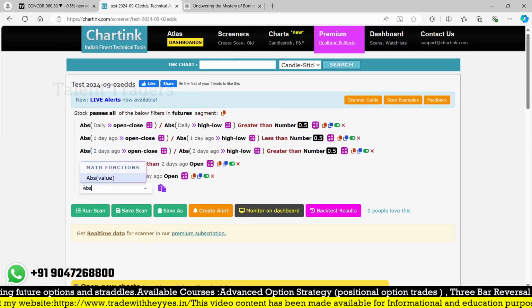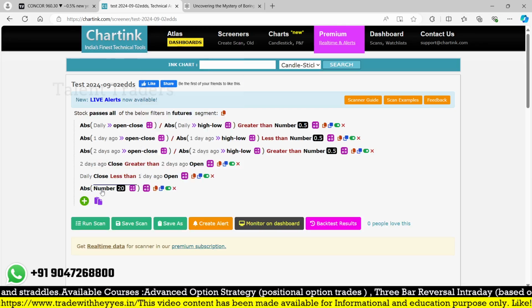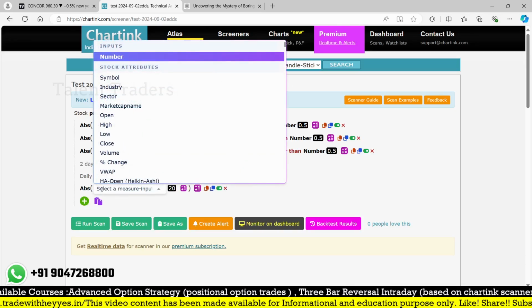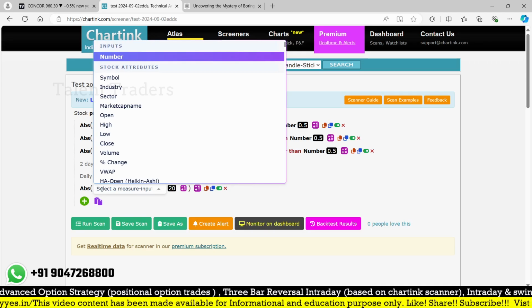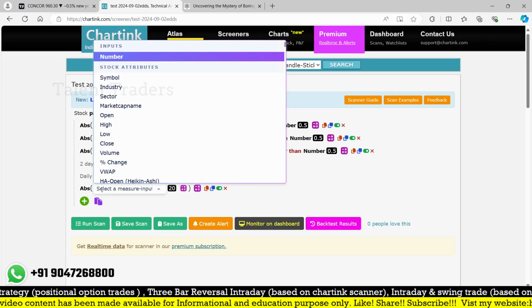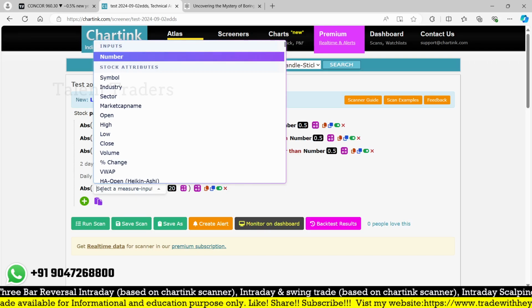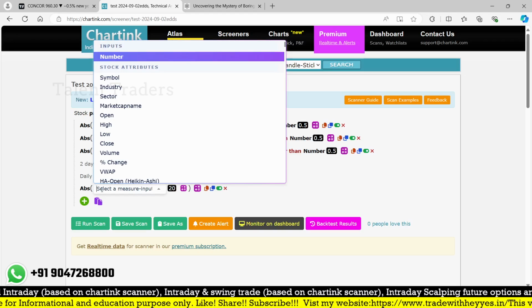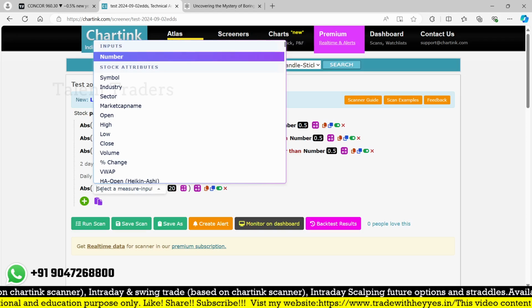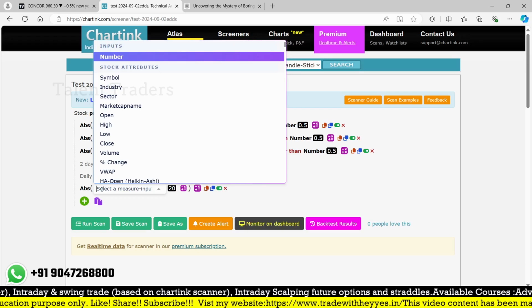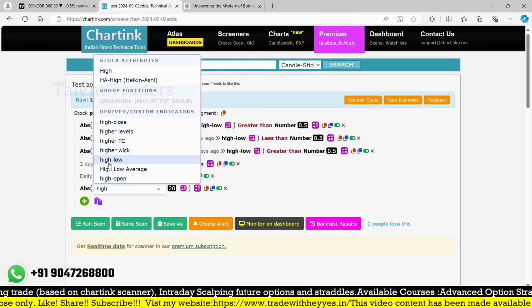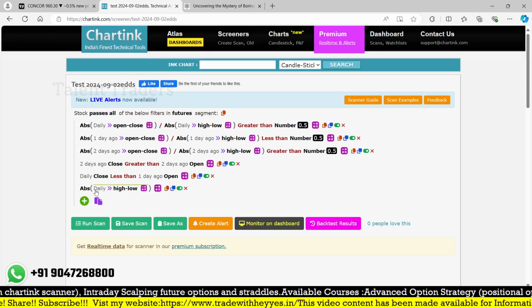So ABS is absolute value, so we will be getting the positive numbers. Sometimes, for a negative candle, if you are calculating, we should use open minus close. If it is a positive candle, close minus open. But if you are using ABS, that will always give the positive values. That is the logic of the ABS.